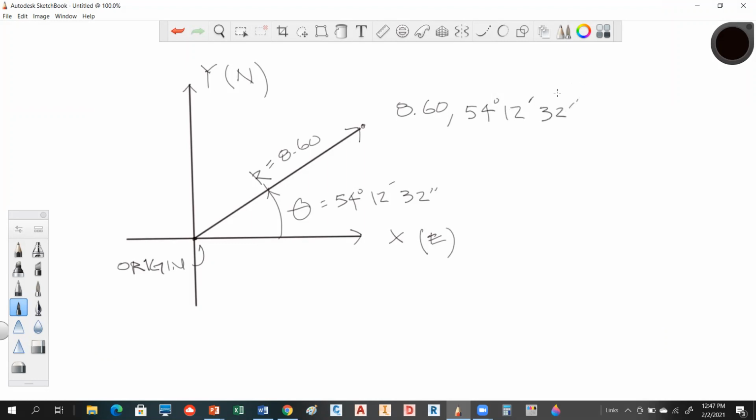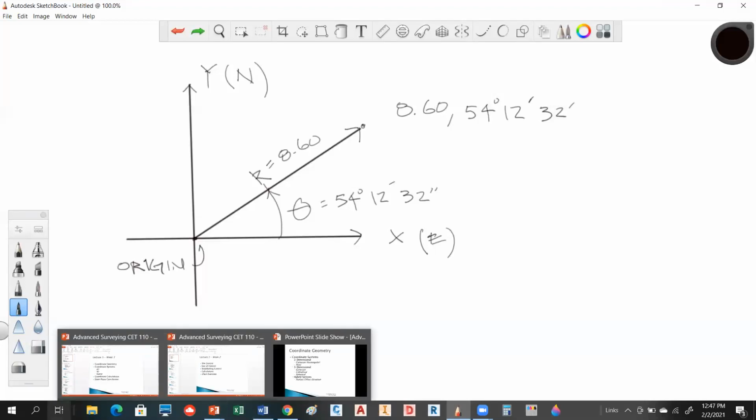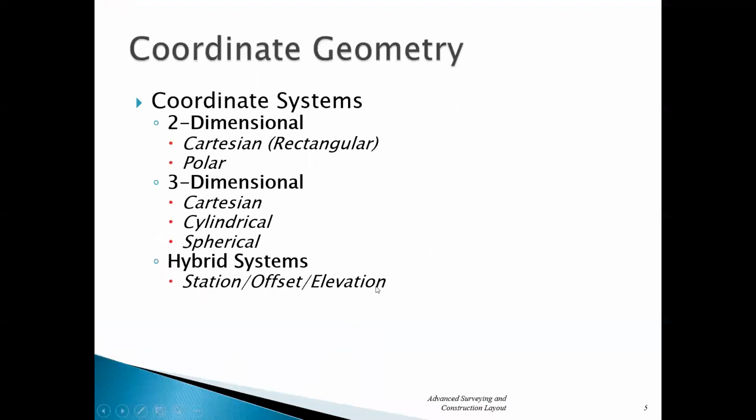If you're doing it in AutoCAD, you guys probably know you don't use that, you use the less-than symbol. But those are two different systems, and it's possible to convert one system into the other. I can take this system and convert it into a rectangular, or I can go vice versa. So let's talk about some of these real quick. Let me see if I have these on my PowerPoints. We'll come back to this slide in a minute.